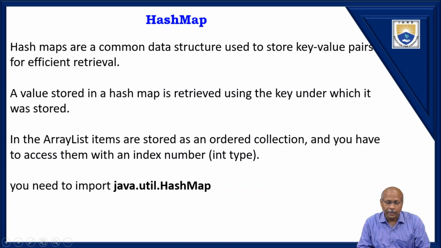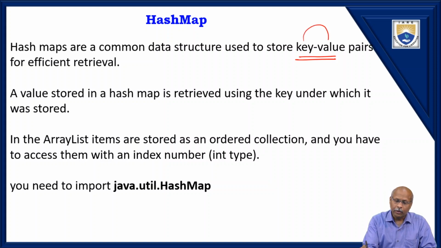Before that you should know what HashMap is, how you can use it, and where it is available. HashMaps are common data structures used to store key value pairs for efficient retrieval. Whenever you want to retrieve the data based upon the key, there you can use HashMap. The entire data set will be represented with two parts. First is key, second is value. For every key you will get a corresponding value. A value stored in HashMap is retrieved using the key under which it was stored.